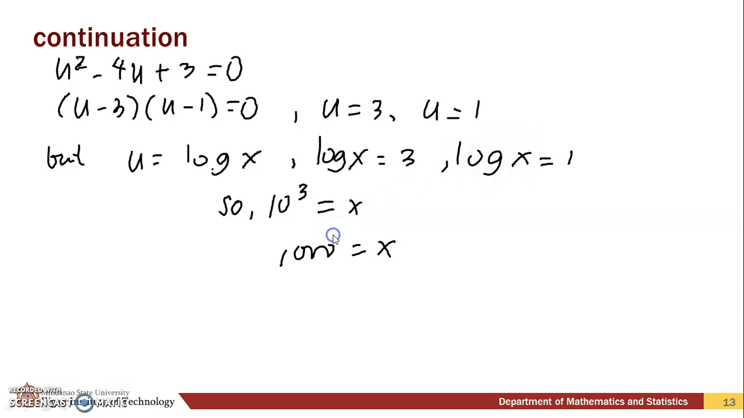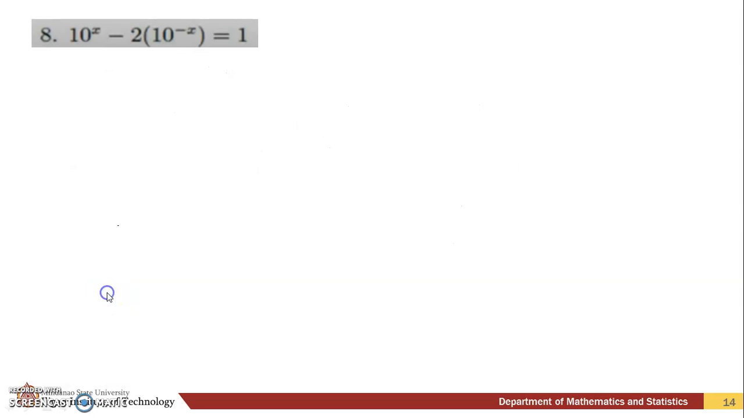Again, because 10 cubed is 1000, x here becomes 1000. On the other hand, here the base is 10. So if the base is 10, then we raise it to 1. This is the exponent, and we have a number x. Or we can say that x now is equal to 10. So that's the answer for number 7.